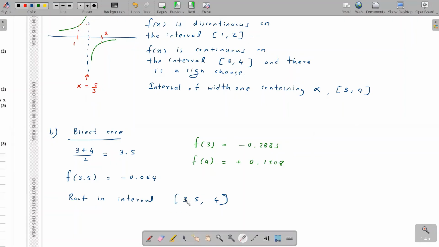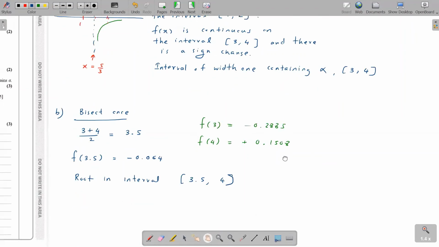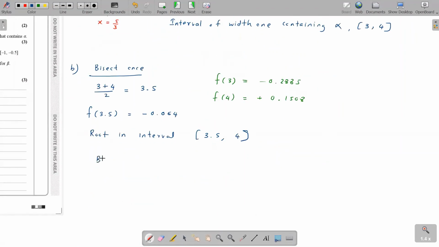After I apply interval bisection once, we are supposed to apply interval bisection twice. Can you all bisect the second time? When you bisect the interval, add and divide by 2: 3.5 plus 4, add and divide by 2. How much is it? 3.75.